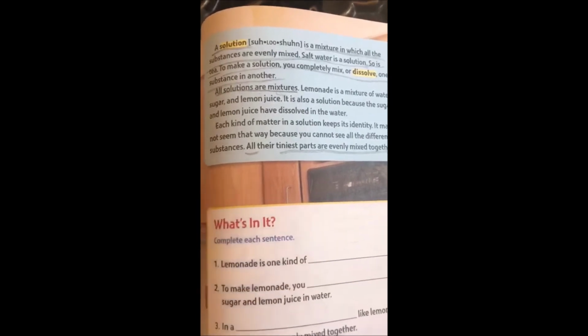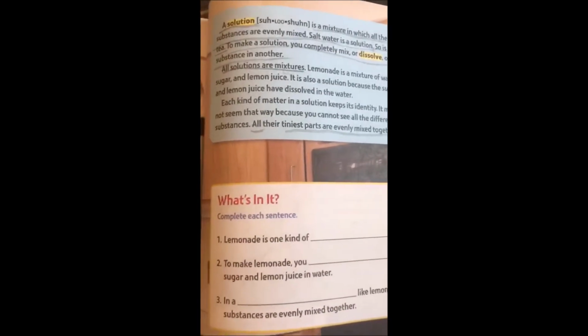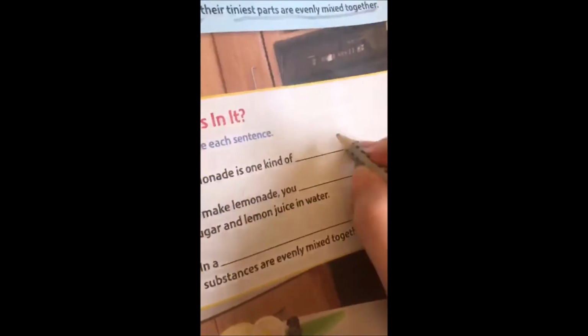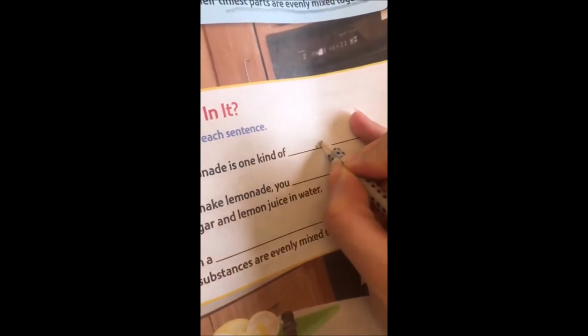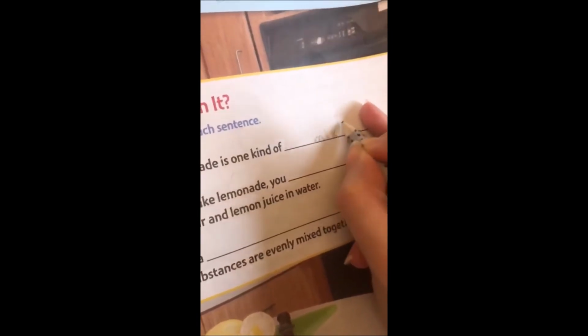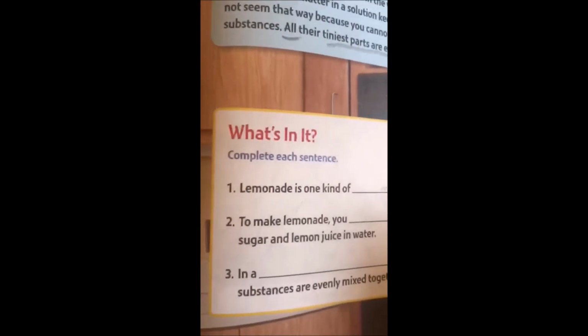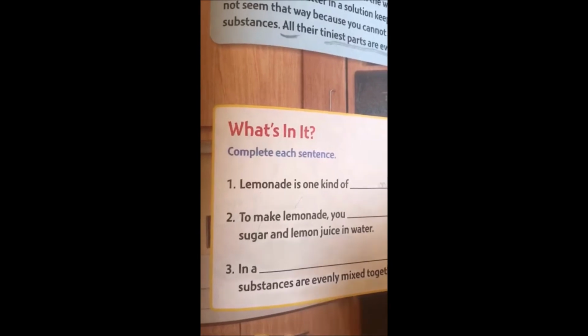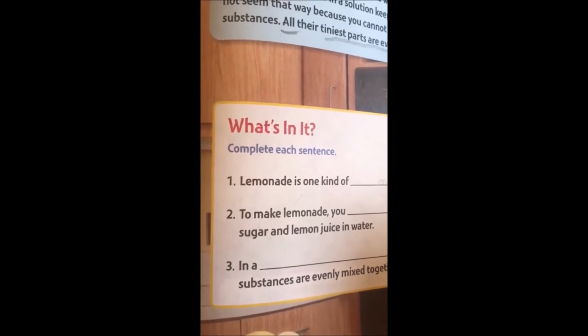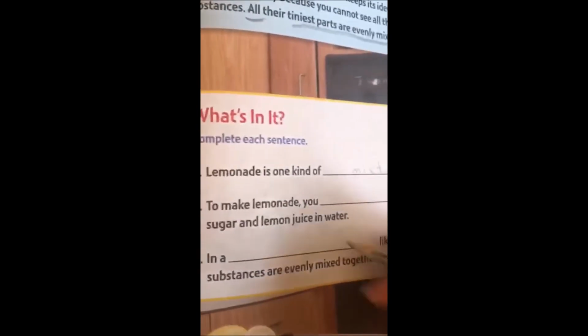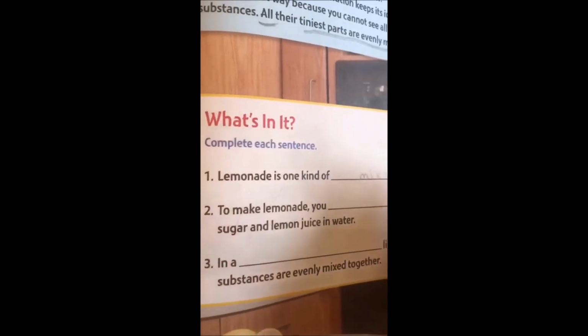So here, they're asking us, lemonade is one kind of mixture, okay. Now, to make lemonade, you put sugar and lemon juice in water. So to make lemonade, we dissolve.